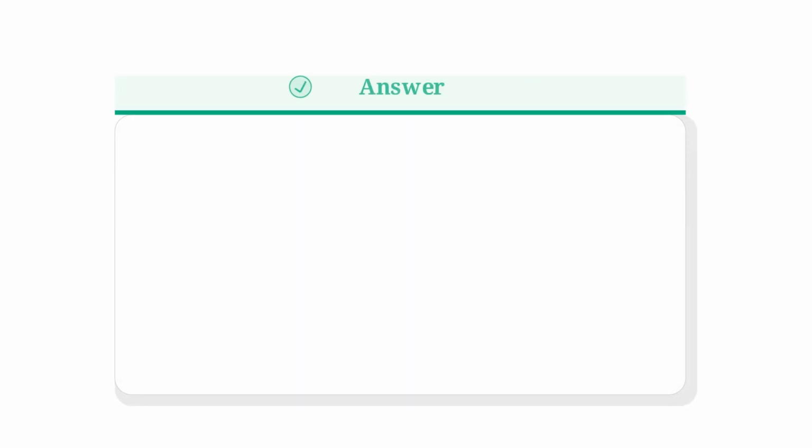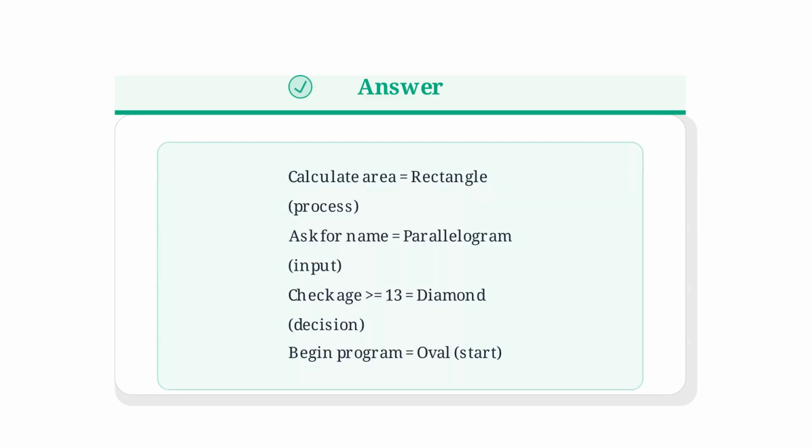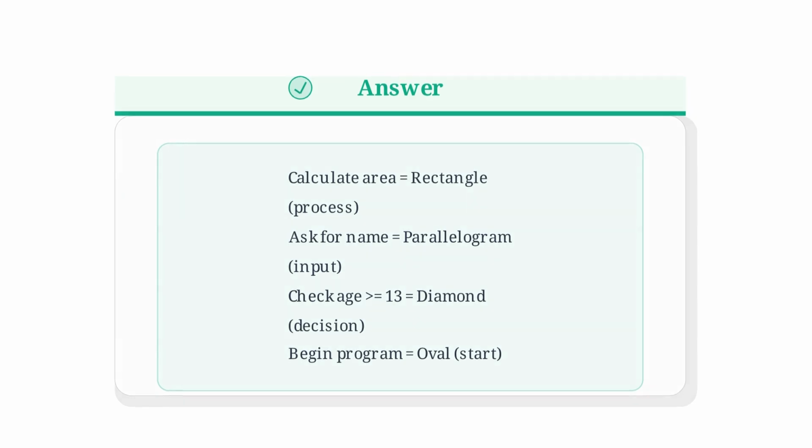Excellent. Calculate area uses a rectangle because it's processing and doing work. Ask for name needs a parallelogram because it's getting input. Check if age is 13 or older uses a diamond because it's making a decision. Begin program uses an oval because it's starting everything.